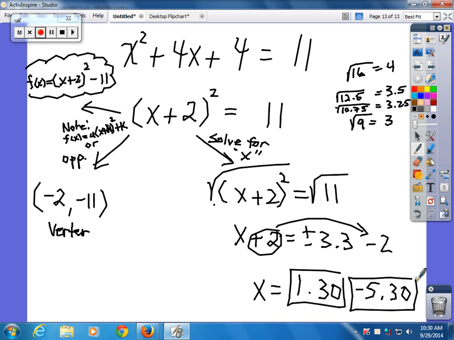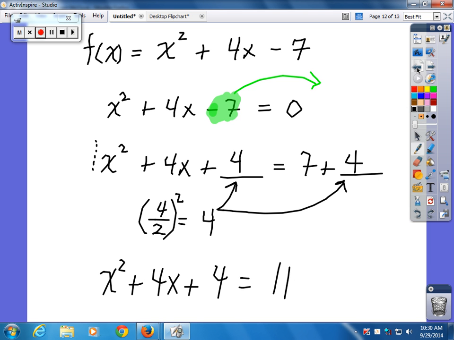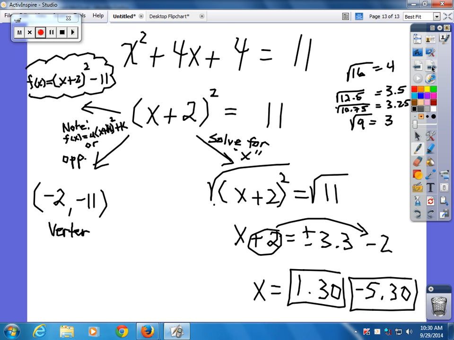What's your y-intercept? Go back to the original equation. Plug in 0 for x. What's your y-intercept? Negative 7. So you've got everything you need. Sketch this thing. Y-intercept is 0, negative 7.